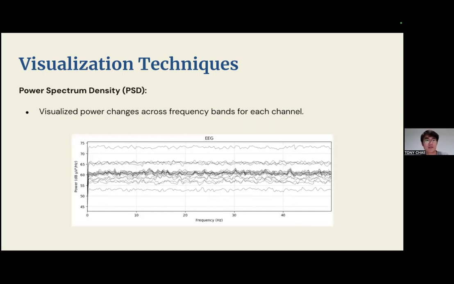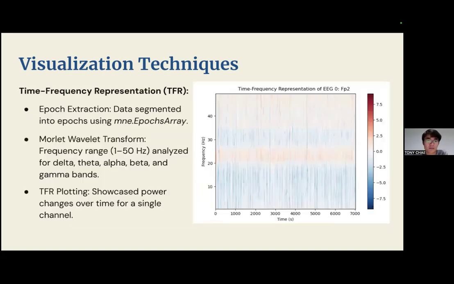We have also tried the power spectral density, since it's a non-stationary signal, and it shows the power changes across the frequency bands for each channel. As you can see, there are 19 channels in the graph from 0 to 40 hertz, which is covering most of the alpha through the gamma and all the signals from the brain. Next slide, please.